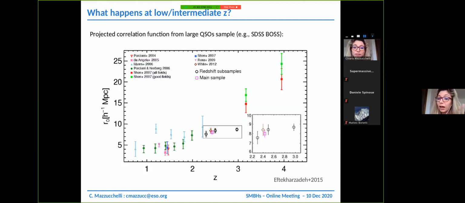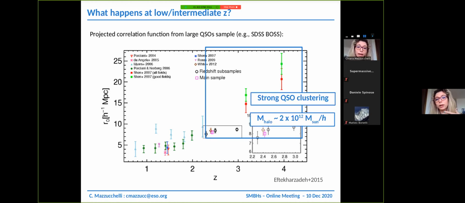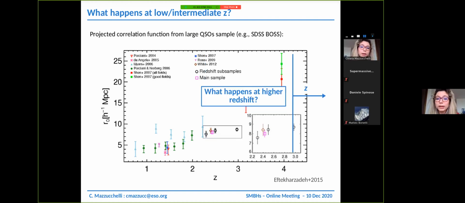Before moving to the very high redshift universe, I would like to make a small detour to what we see at intermediate redshift, from redshift 1, let's say, to redshift 4. In this case, there have been studies of large samples of quasars, where the correlation functions show that these objects, especially at redshift greater than 2.5, are hosted by very massive dark matter halos, and therefore there is a strong quasar clustering. But what is happening at even higher redshift?